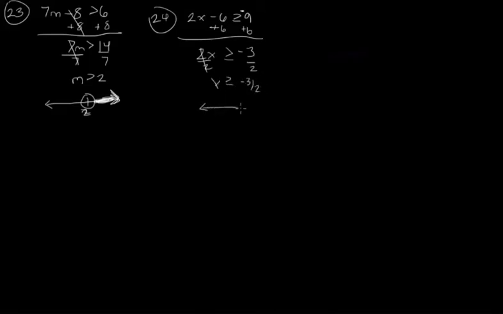Let's graph. Okay, here's negative 3 halves on the graph. It's a closed circle because it has the or equal to part, and x is greater than that number, so all the numbers that are bigger are off to the right. 25.